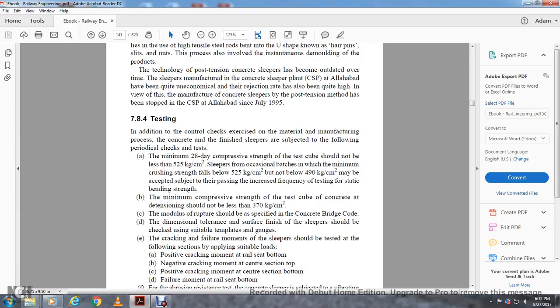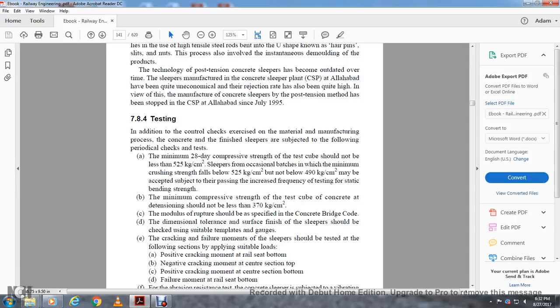In addition to control checks on the raw material and the manufacturing process of the concrete, the finished sleepers are subject to the following periodic tests. The minimum 28-day compressive strength of the test cube should not be less than 525 kg/cm² for the sleeper. An occasional batch whose crushing strength falls below 525 kg/cm², but not below 490 kg/cm², may be accepted subject to an increased frequency of testing.